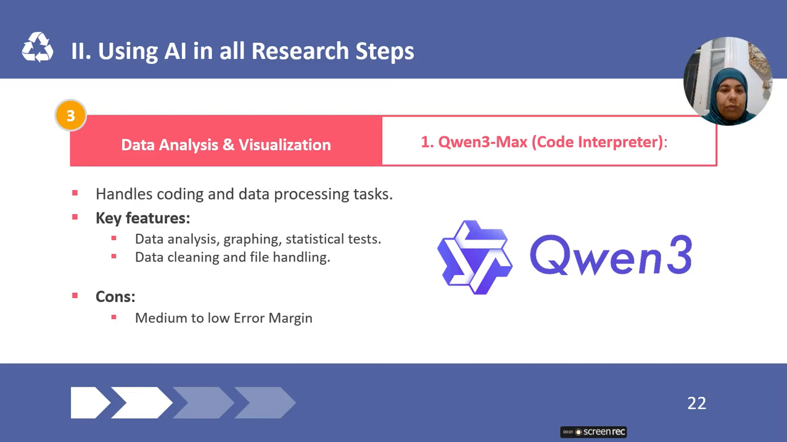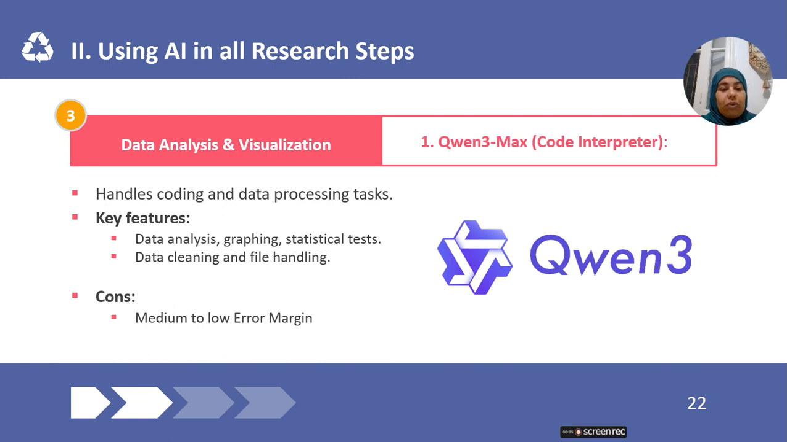Okay, now we will move to data analysis and visualization and how we can use AI in it. I thought about using ChatGPT, but since most of our versions are not paid, we cannot have the best analysis that it can propose. So again, the Chinese save us with Qwen 3 Max. It's a code interpreter. It handles coding and data processing tasks. Its key features are data analysis, graphing, statistical tests, data cleaning, and file handling.